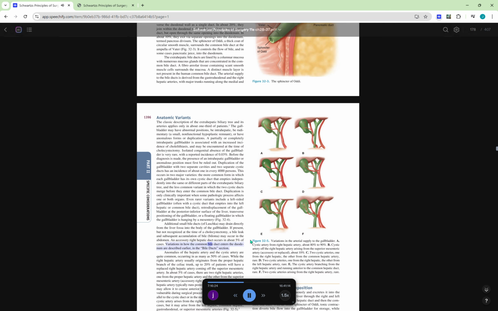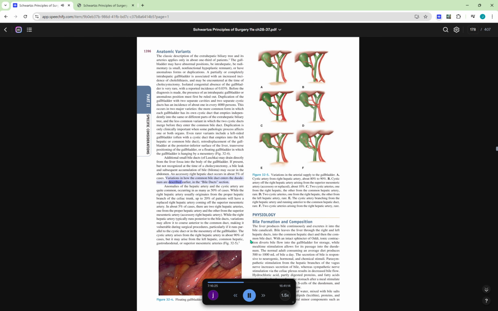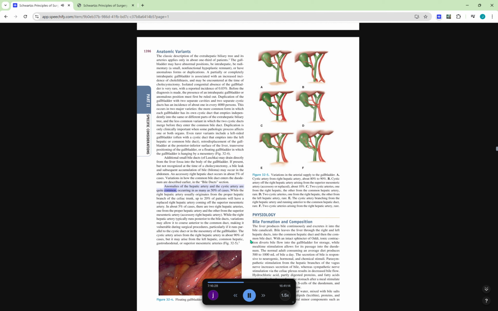Variations in how the common bile duct enters the duodenum are described earlier in the bile duct section. Anomalies of the hepatic artery and the cystic artery are quite common, occurring in as many as 50% of cases. While the right hepatic artery usually originates from the proper hepatic branch of the celiac trunk, up to 20% of patients will have a replaced right hepatic artery coming off the superior mesenteric artery. In about 5% of cases, there are 2 right hepatic arteries, one from the proper hepatic artery and the other from the superior mesenteric artery.